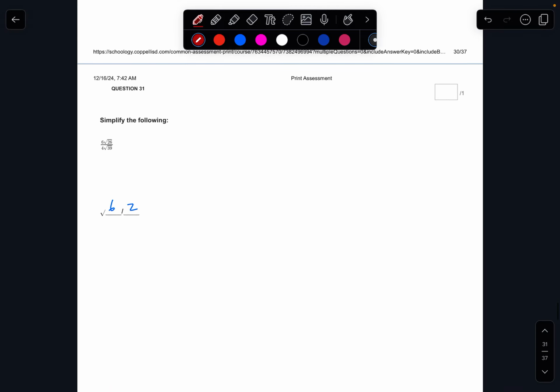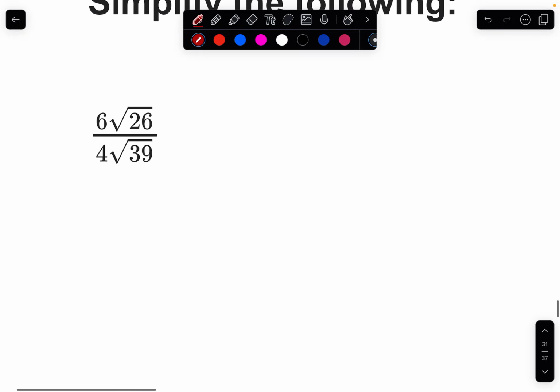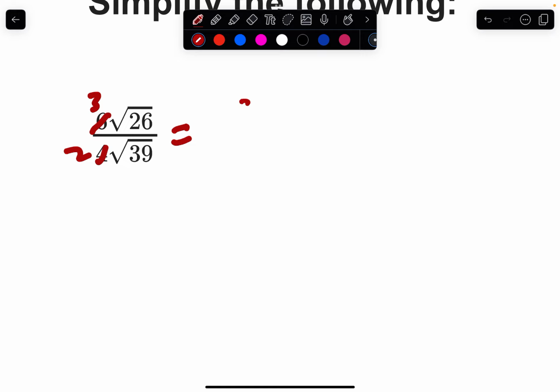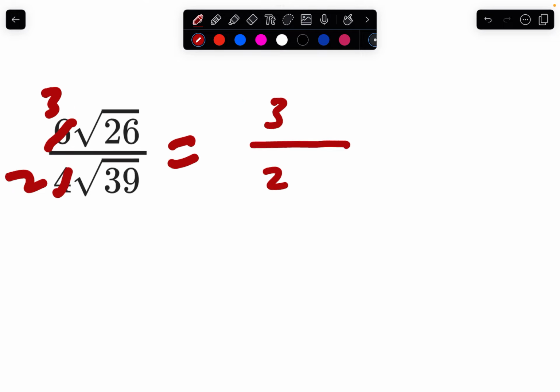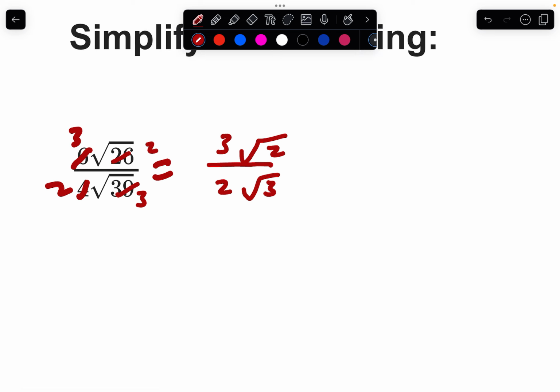Got it. All right, simplify this radical, or this fraction rather. Well, reduce, reduce, reduce, that's the name of the game. 6 and 4 reduces to 3 and 2. So we have 3 and 2. 26 and 39, I can pull out a 13. 13 times 2 and 13 times 3. So now it's a much, much easier version of the same question. Reduce first or you won't be able to do these very efficiently.